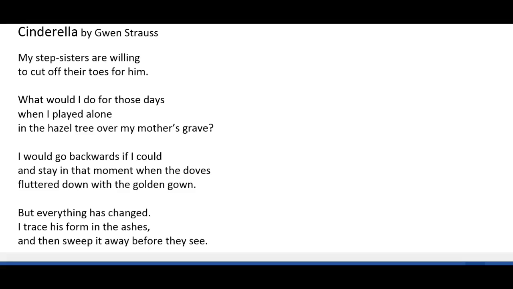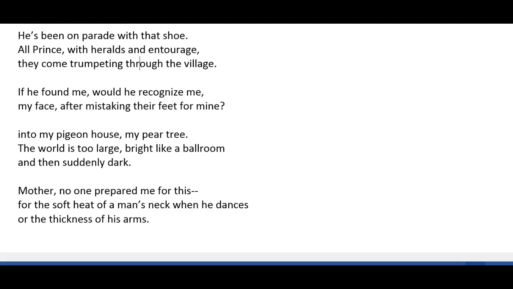My stepsisters are willing to cut off their toes for him. What would I do for those days when I played alone in the hazel tree over my mother's grave? I would go backwards if I could and stay in the moment when the doves fluttered down with the golden gown. But everything has changed. I trace his form in the ashes and then sweep it away before they see. He's been on parade with that shoe, all prince, with heralds and entourage.